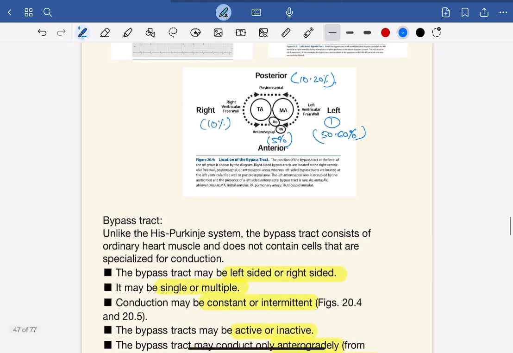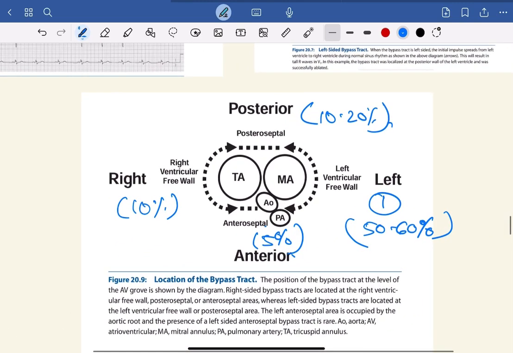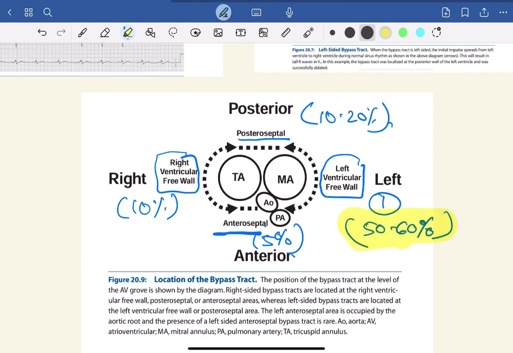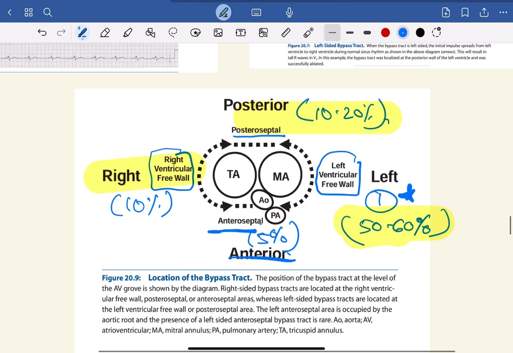So let's look at the locations of the bypass tract. This is anterior septal, this is posterior septal, and these are the left ventricular free wall and right ventricular free wall. Most common is 50 to 60%, that is the left ventricular free wall. Next most common is posterior septal. Next is your right ventricular free wall. After that, your anterior septal. So you have to remember that the most common is the left ventricular free wall.